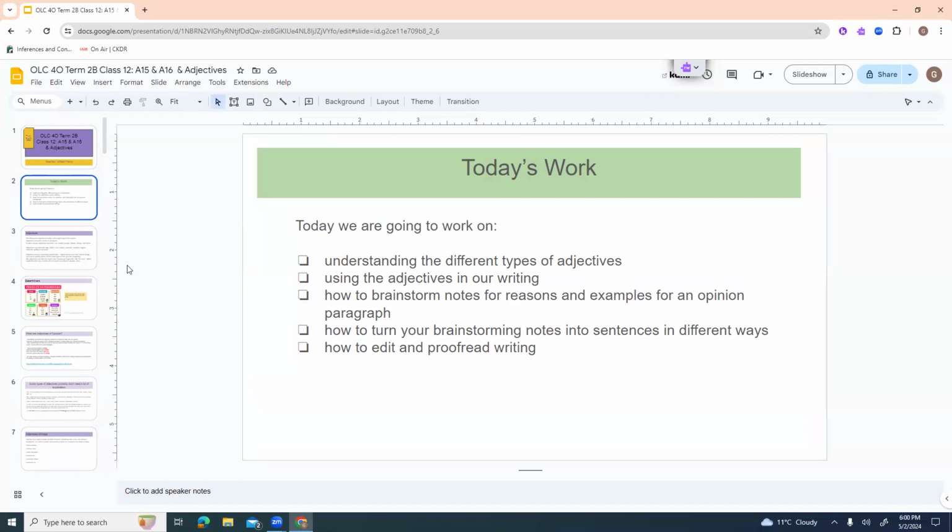Okay, today we are going to work on understanding the different types of adjectives, using adjectives in our writing, how to brainstorm notes for reasons and examples in order to write an opinion paragraph, how to turn your brainstorming notes into sentences in different ways, how to edit and proofread writing.